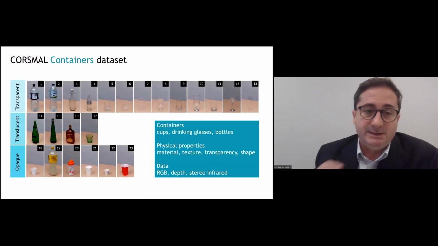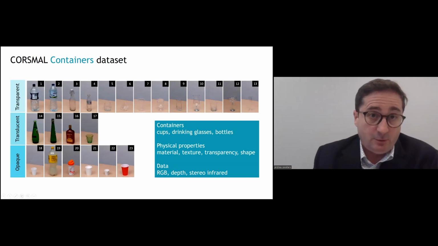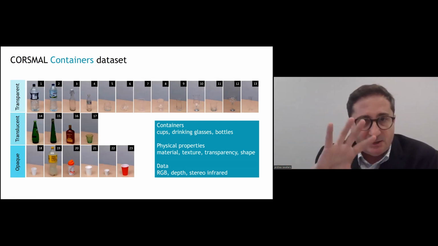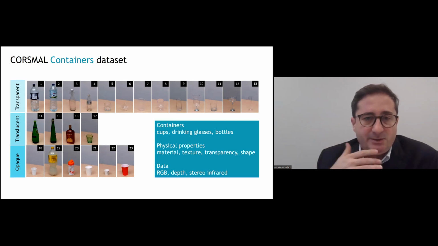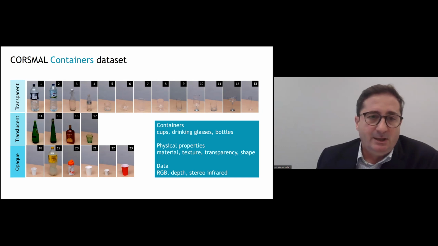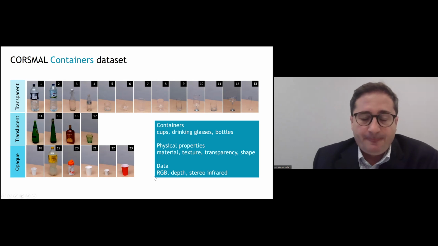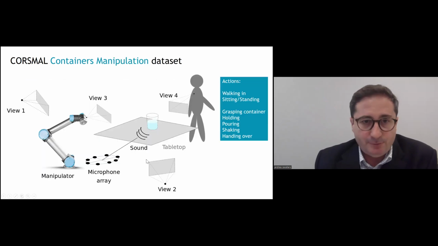The simpler dataset we have is the CORSMAL container dataset, which is characterized by a number of containers of different types. You see there that especially when you go from 5, 6, 7 above, you see transparencies and quite some challenging shapes. The idea there is to have an entry-level task for the ability to recognize the dimension of the object and to segment the object from the background. So affordances for the robot can be defined. And we provide here RGB, depth, and stereo infrared data together with annotation.